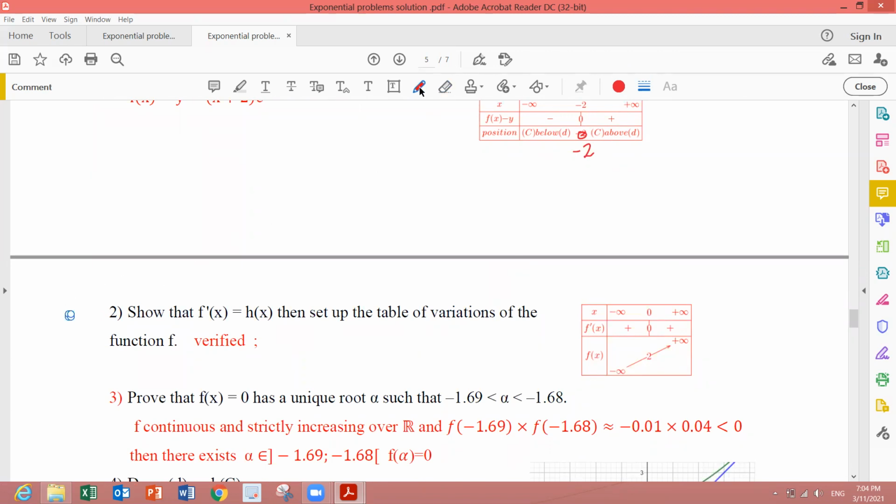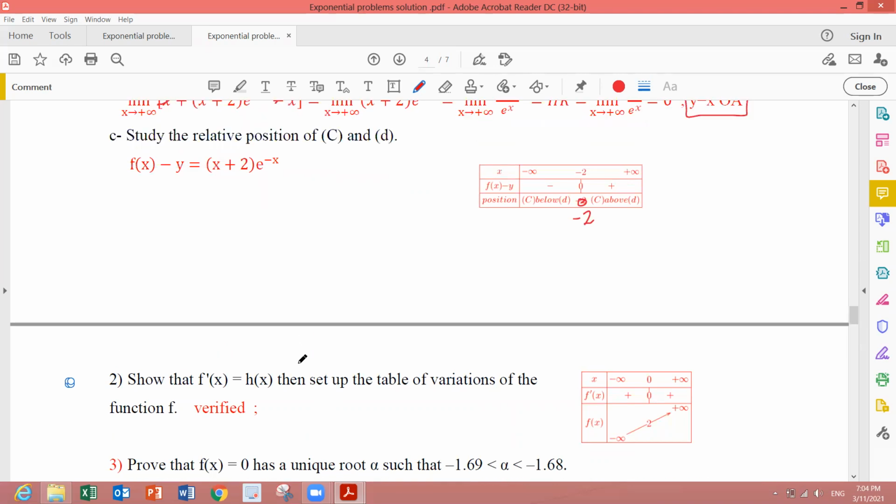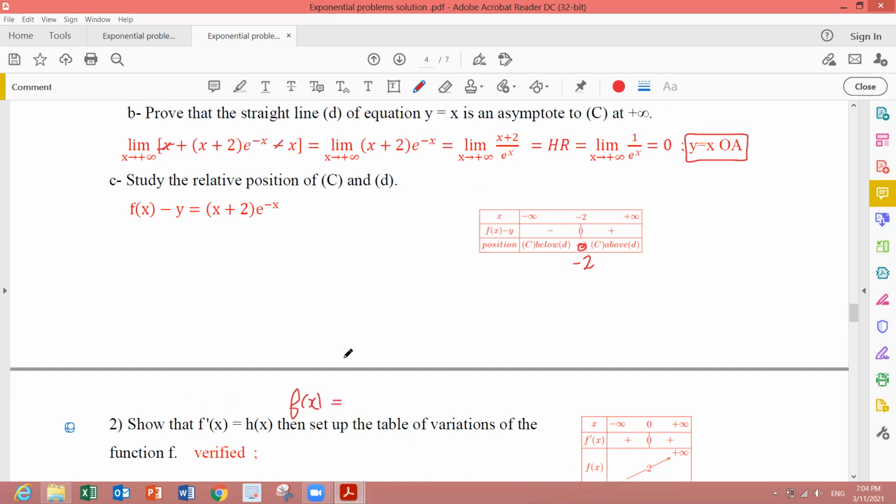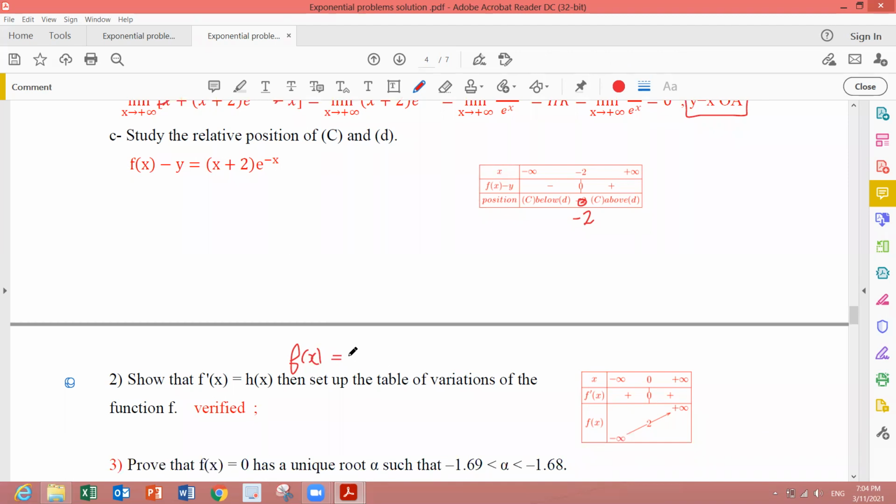Show that f prime of x equals h(x) and set up the table of variations. So f(x) equals x plus (x plus 2) e to the minus x.